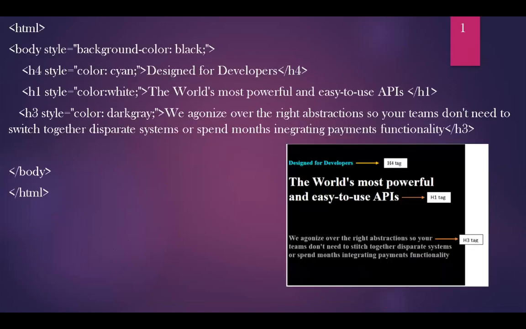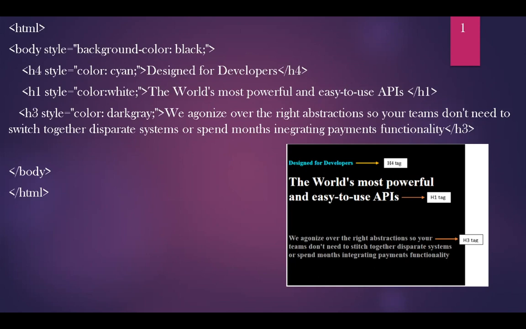Today I am going to pick some exercises in HTML. Here we are going to display the background color as black, so we use an inline style for that. Body style is equal to background color black. Next we are going to display the first line in an H4 tag in crayon color, so we use the inline style for that. H4 style is equal to color crayon. Under that we have given the content.